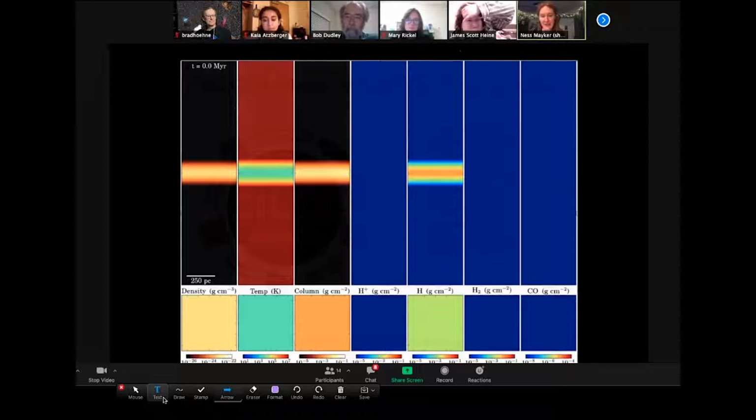They have a lot of different parameters that they're monitoring after they put the supernova in. They look at things like the density and the temperature. And in the last four panels, we have H+, which is ionized hydrogen, regular hydrogen, molecular hydrogen, and carbon monoxide. So these are all different variants of the hydrogen and the gas that's in this galaxy.